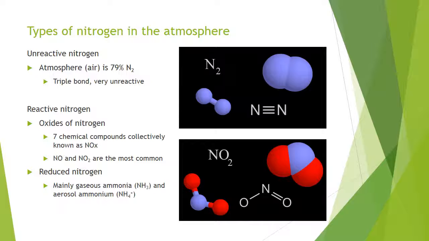NO is usually formed by a combustion reaction and then is rapidly oxidized to NO2 in the atmosphere. The EPA only regulates NO2 as a surrogate for NOx because it is the most common form of NOx in the atmosphere that is generated by human activities. And then there's also reduced nitrogen in the atmosphere, which is mainly gaseous ammonia and aerosol ammonium.